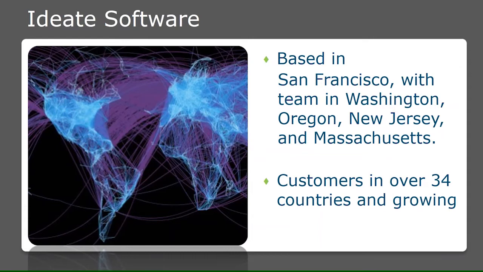Ideate Software is primarily based in San Francisco, but we have a team in Washington State, Oregon, New Jersey, and myself in Massachusetts, so we do have a little bit of East Coast represented on our team here. We have customers in over 34 countries and we are growing around the world. So Ideate Software is basically everywhere in the world where there's Revit. Currently we are only delivering in English, but we do have plans to expand that coverage. But I think for most of you, English is probably okay.